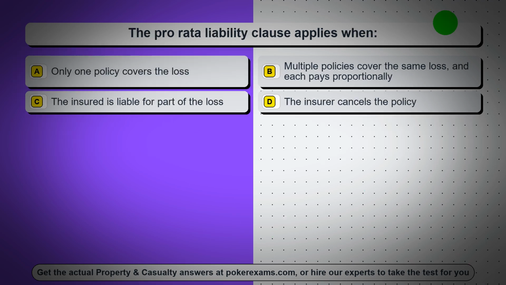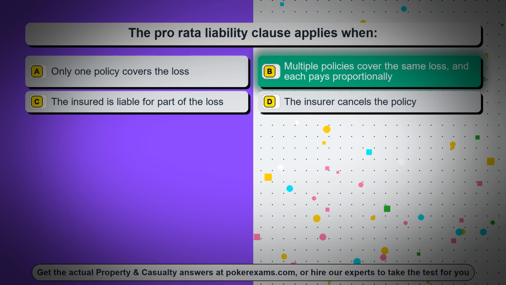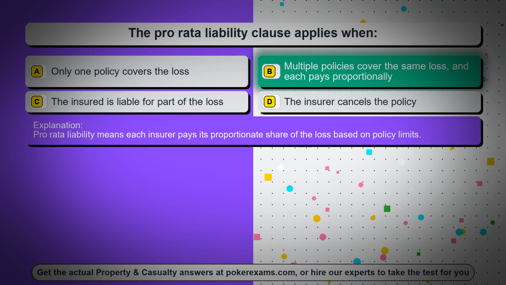Question 27. The pro rata liability clause applies when. Option A, only one policy covers the loss. Option B, multiple policies cover the same loss, and each pays proportionally. Option C, the insured is liable for part of the loss. Option D, the insurer cancels the policy. The correct answer is option B, multiple policies cover the same loss, and each pays proportionally. Pro rata liability means each insurer pays its proportionate share of the loss based on policy limits.